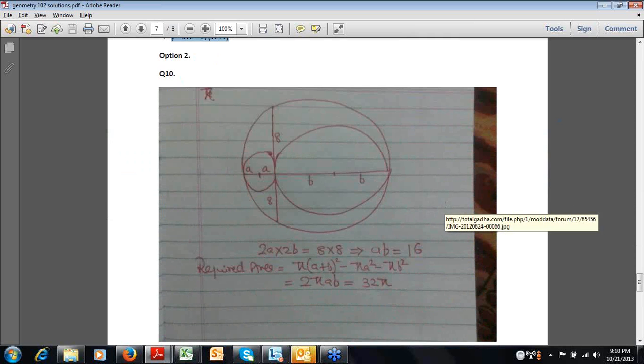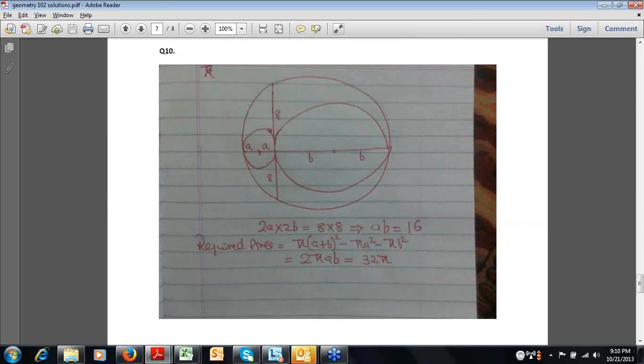See this question, this is being solved by me only here. We have said A is the radius here, B is the radius here. So now 2A into 2B is equal to 8 into 8. That means AB is equal to 16.